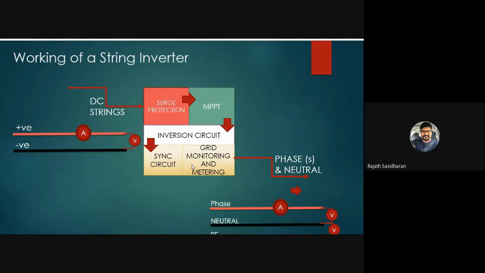Then there is grid monitoring. This sync circuit and grid monitoring work hand in hand, because that's how the sync circuit gets the information. Like if it is 240 over 415 volts or 230 over 400 volts, it all depends on what country you are in and what the declared voltage is in that particular country. And of course, it requires metering, because you need to quantify how much energy you have exported into the system.